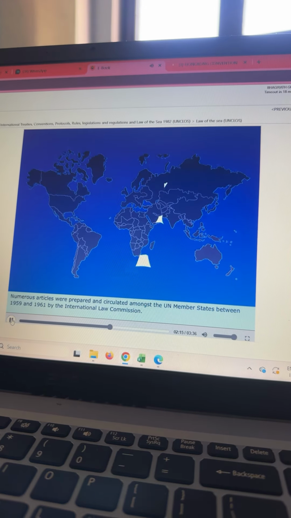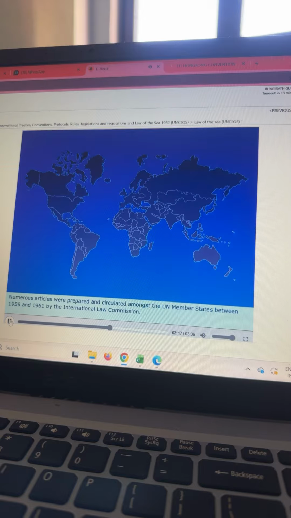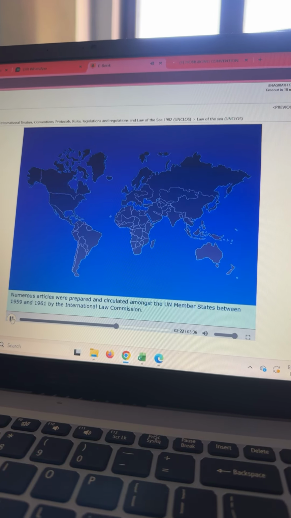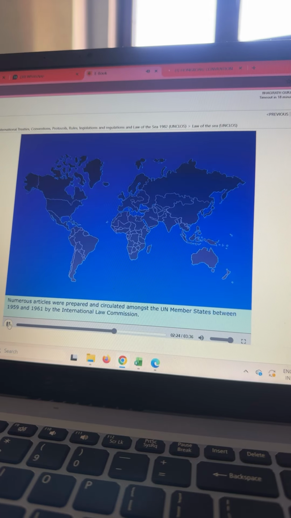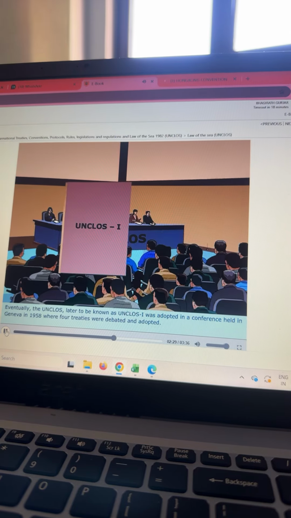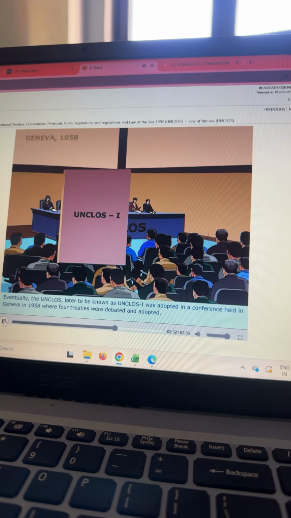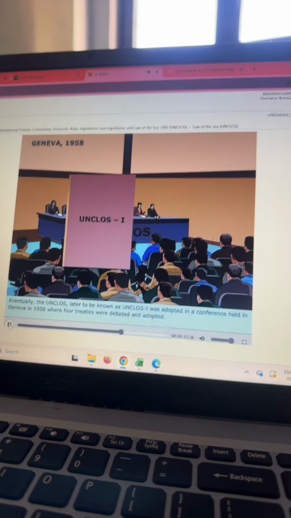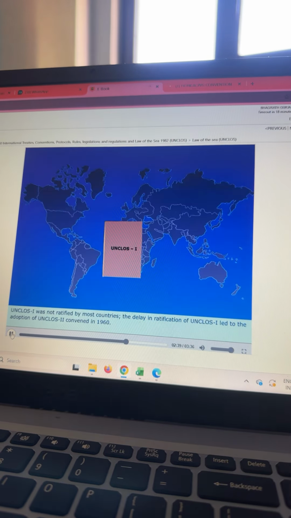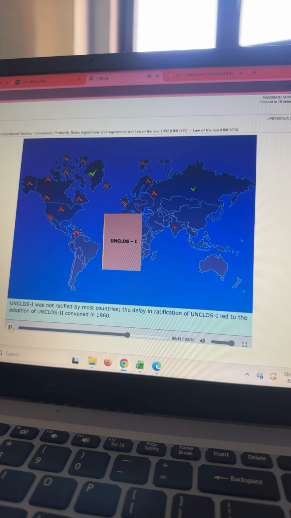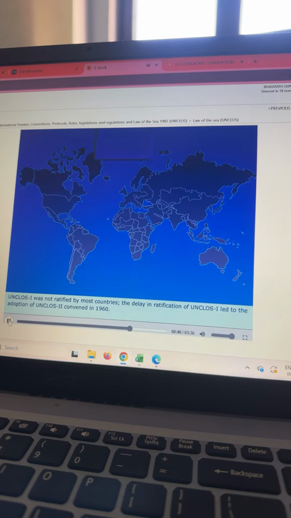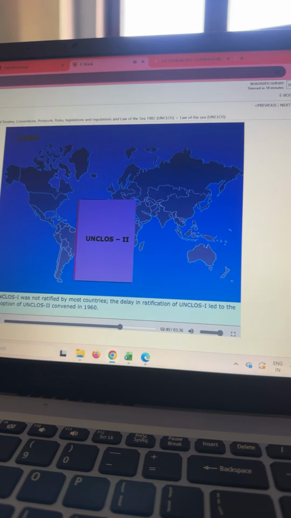Numerous articles were prepared and circulated amongst the UN member states between 1959 and 1961 by the International Law Commission. Eventually, UNCLOS, later to be known as UNCLOS I, was adopted in a conference held in Geneva in 1958, where 4 treaties were debated and adopted. UNCLOS I was not ratified by most countries. The delay in ratification of UNCLOS I led to the adoption of UNCLOS II, convened in 1960.